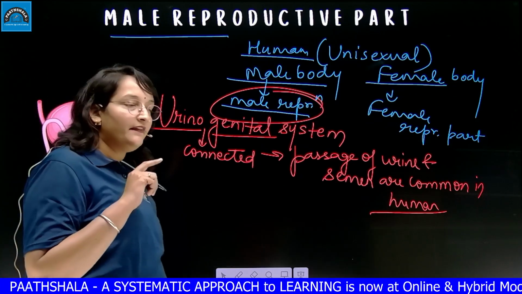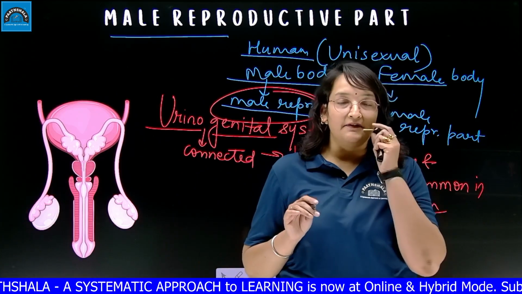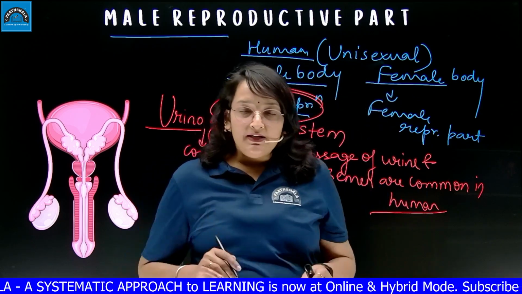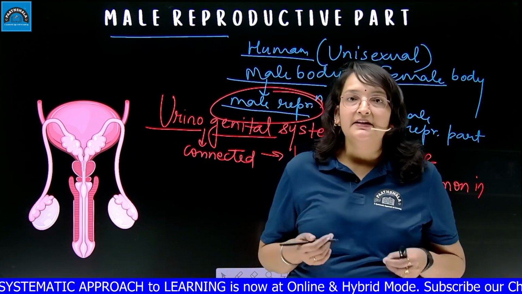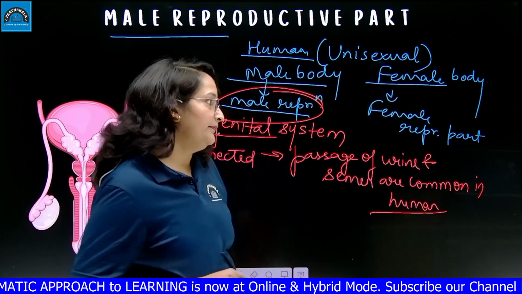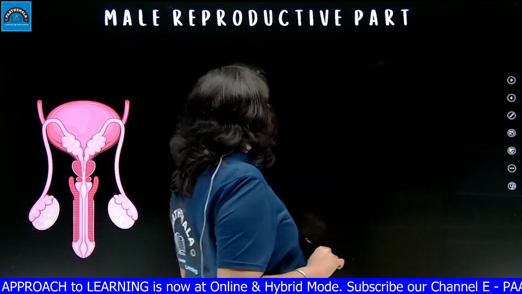In females, the urinary system and the reproductive system are totally different. They have different paths. But in the case of the human male, the urine and the semen are released out through a common passage. That's why we call it the urinogenital system. Now let's understand the structure of the male reproductive system.